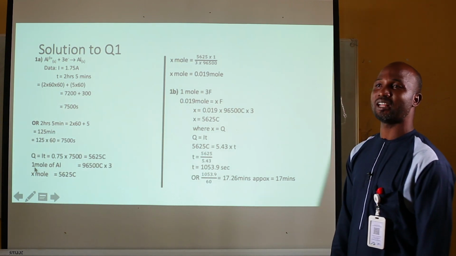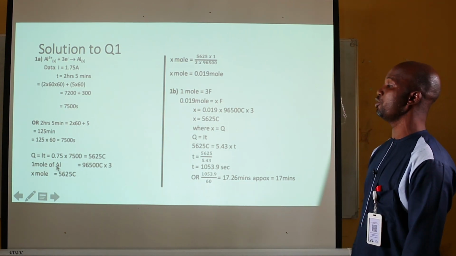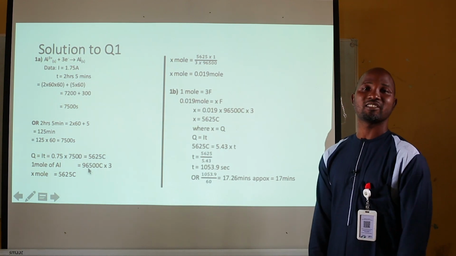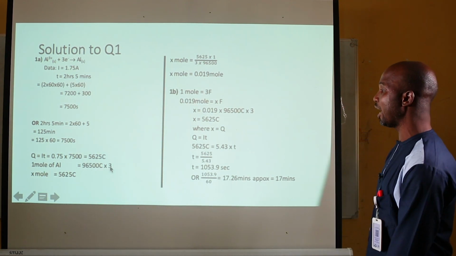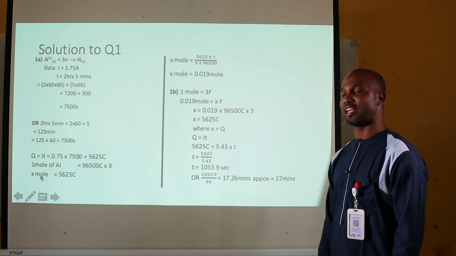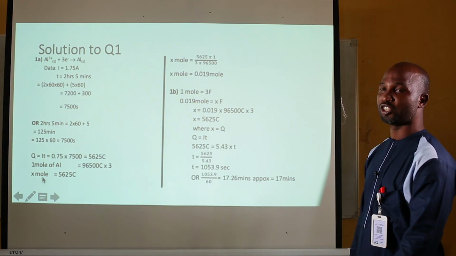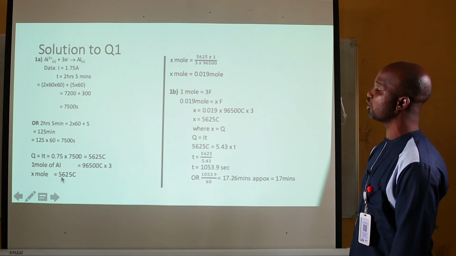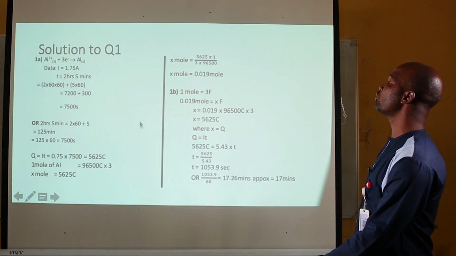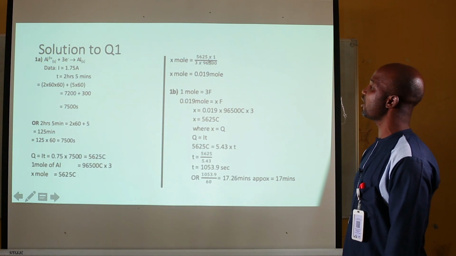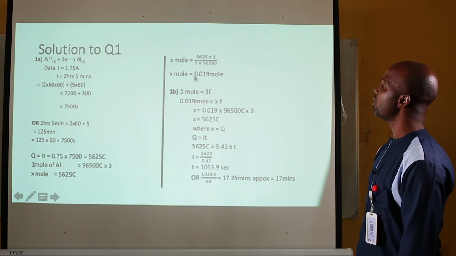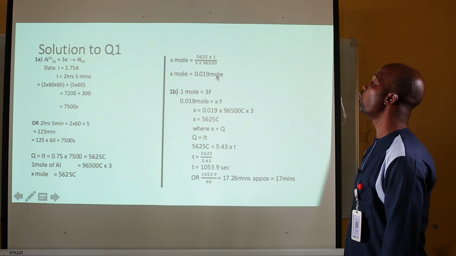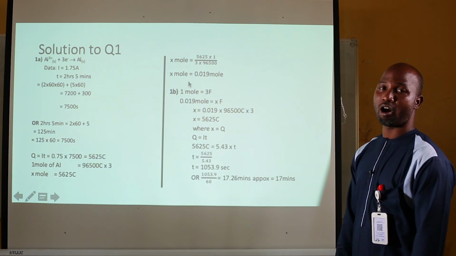Now, if you use the proportionality sign, you will say 1 mole of aluminium will deposit 1 Faraday, which is 96500 coulombs, multiplied by 3, which is the charge on the ion. Then, of course, you have X mole, which is unknown, times the quantity of electricity, that is 5625 coulombs. If you do the solution, you arrive at the final answer of X = 0.19 moles, where X is the number of moles.